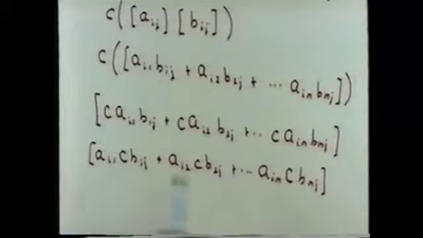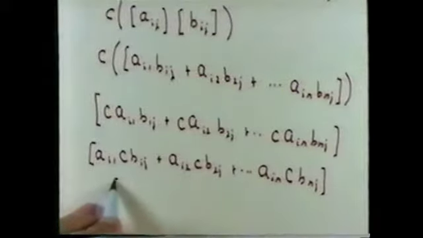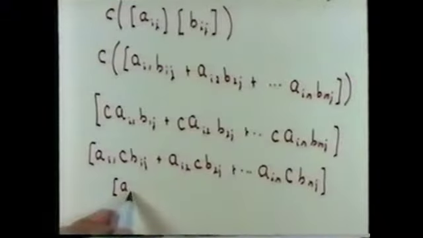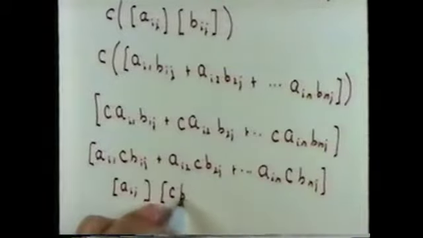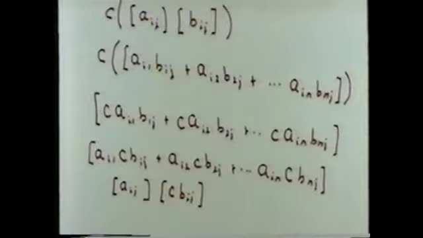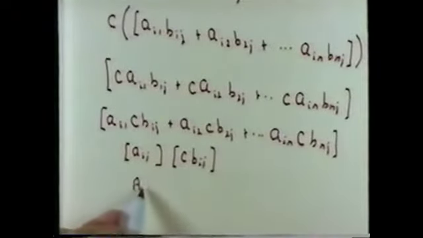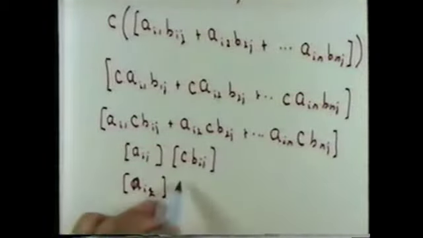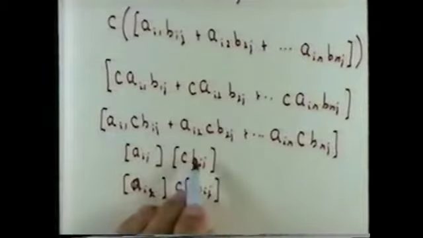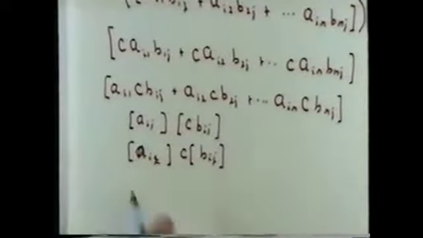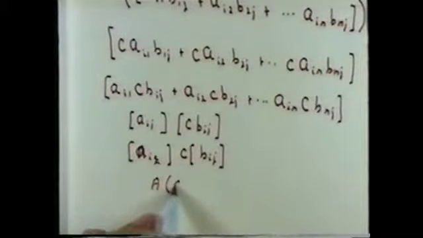But now, using the rule for adding and multiplying matrices in reverse, this would be the matrix Aij times the matrix C Bij, which is the matrix Aij times C times the matrix Bij, because I can factor a scalar out of a matrix, which is A times C B. And we've proved it.